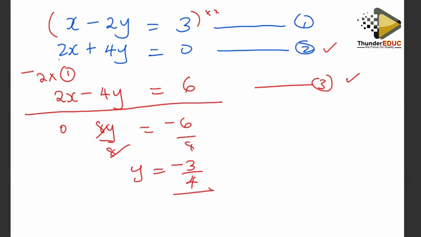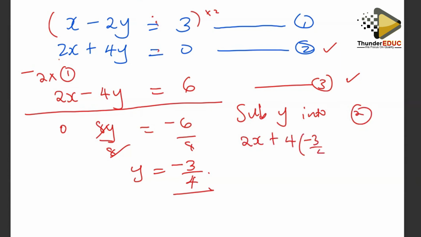Then for me to get the x value, I'll get this y value and substitute it in either of the two equations, so either equation 1 or equation number 2. If I use equation number 2, we're saying substitute y into equation number 2. So I'm going to have 2x plus 4 multiplied by negative 3 over 4 should give us a 0. So this 4 is going to cancel that 4, which means my 2x is going to have the 3 move that side, then divide both sides by 2. X becomes 3 over 2.